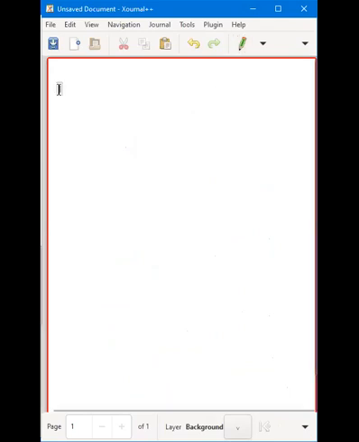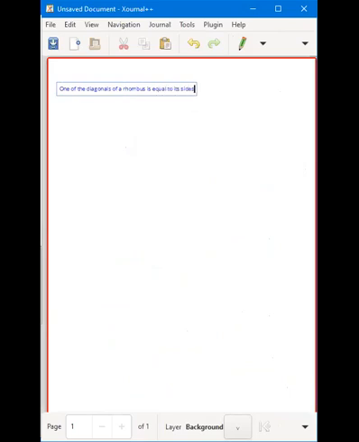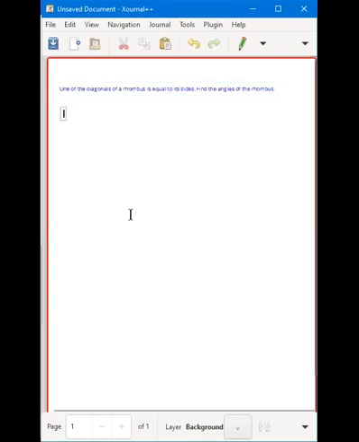Do this one. One of the diagonals of a rhombus is equal to its side. Find the angles of the rhombus. Now you need to think about the properties of the rhombus and do it. It may sound like a peculiar question, but it's a very easy one. Think about it and solve it.